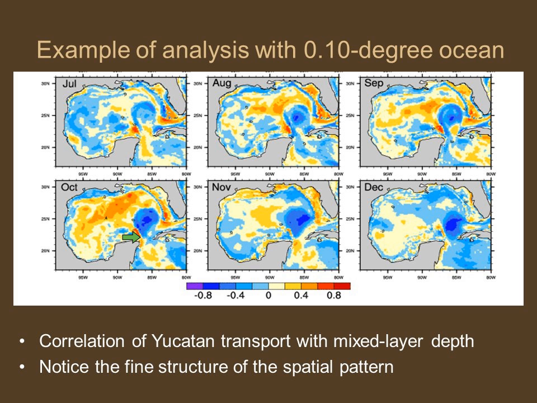You can also notice the fine structure of the mixed layer depth in this case. We have to also be careful because this shelf here is very shallow, but in any case, you can see the fine structure in the correlation of the mixed layer depth to the Yucatan channel volume transport.